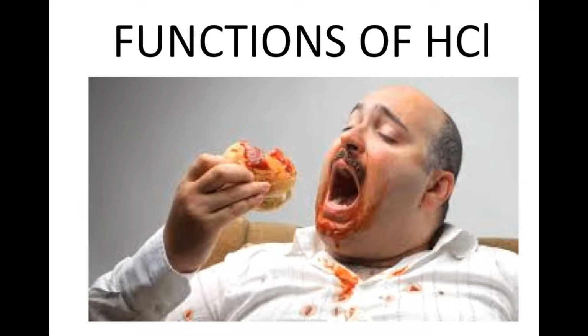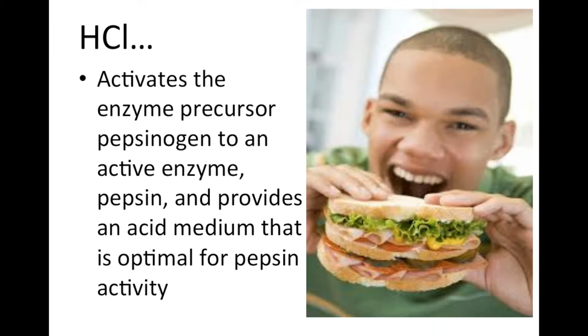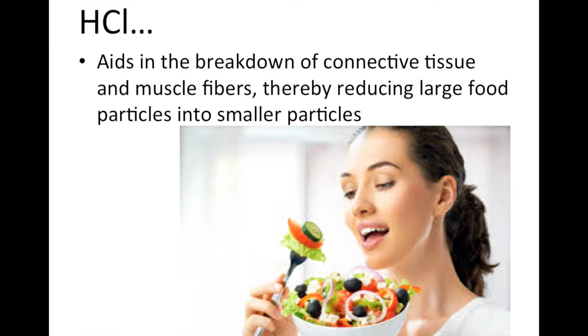Now let's take a look at the functions of HCl. HCl activates the enzyme precursor pepsinogen to an active enzyme pepsin and provides an acid medium that is optimal for pepsin activity. HCl aids in the breakdown of connective tissue and muscle fibers, thereby reducing large food particles into smaller particles.